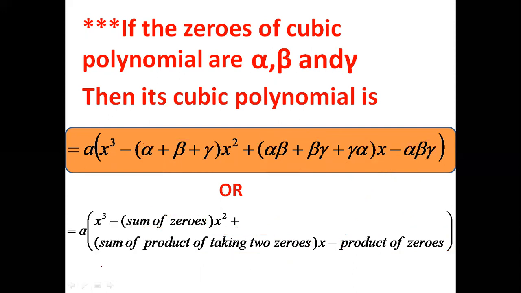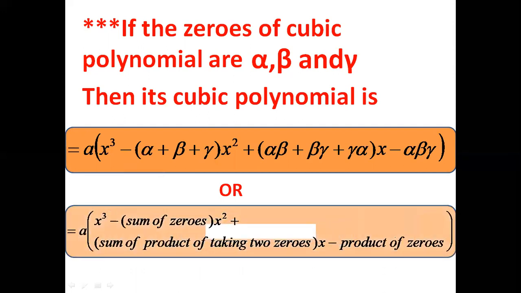So a into x cube minus sum of zeros into x square plus sum of product of taking two zeros into x minus product of zeros. So you remember this formula also. So this is a very very important slide. Here triple star is there. So you have to remember this formula.